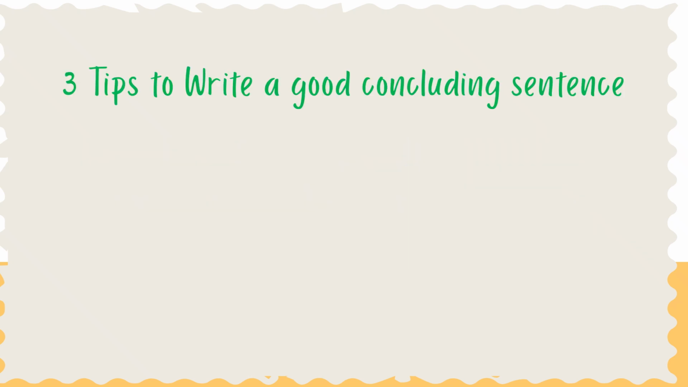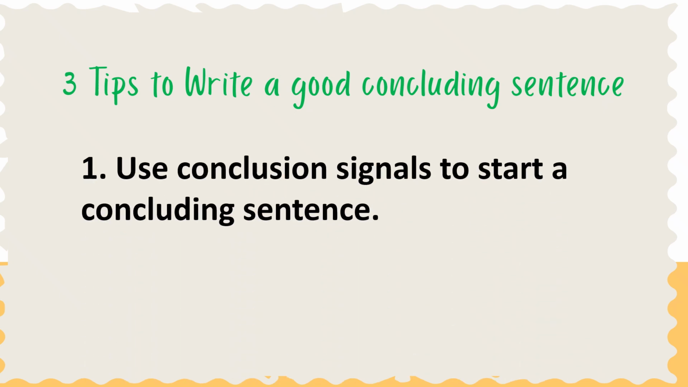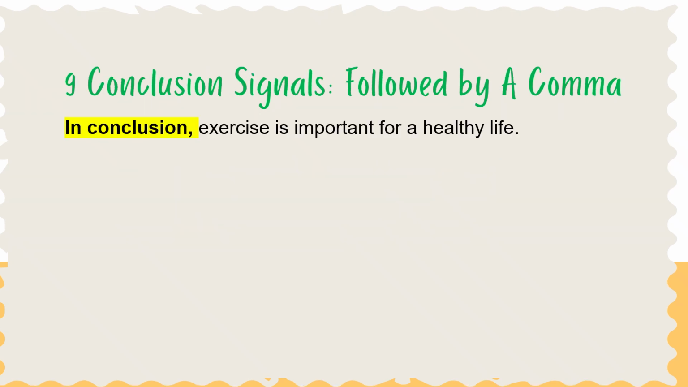There are 3 tips to help us write a good concluding sentence. Number 1, use conclusion signals to start a concluding sentence. You are going to learn 9 conclusion signals followed by a comma. In conclusion, exercise is important for a healthy life. In conclusion, comma, then you put a complete sentence after.